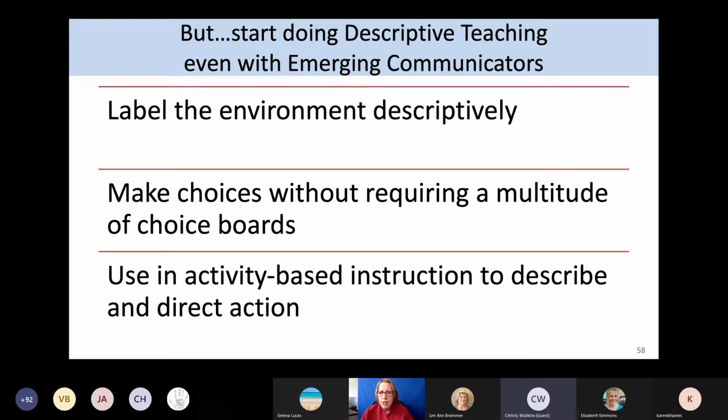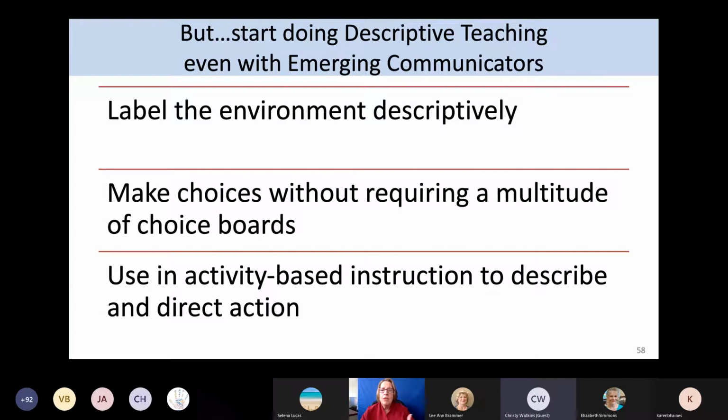And emerging communicators are still those kids that need a lot of support. They have a very, very simple beginning language. They are not able to necessarily even access an AAC system independently. This is some of our field's definition of emerging.